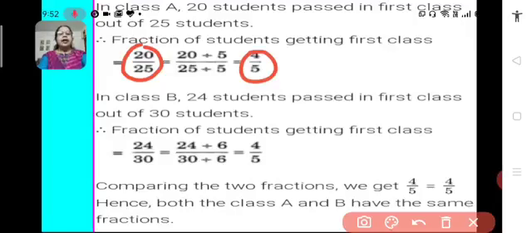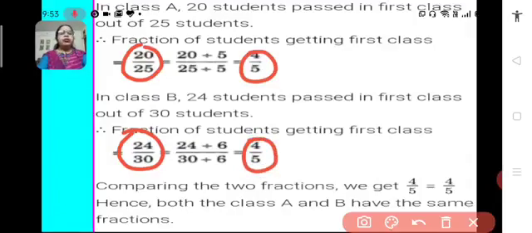Now in class B, 24 students passed in first class out of 30 students. So what will be the fraction of students getting first class? It will be 24 out of 30, that means 24 upon 30. Now we convert it into simplest form by dividing both numerator and denominator by 6, because 6 is their HCF. What do we get? We get 4 upon 5. 4 upon 5 is the simplest form of 24 upon 30.